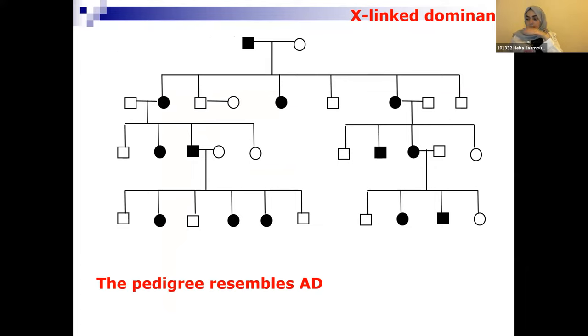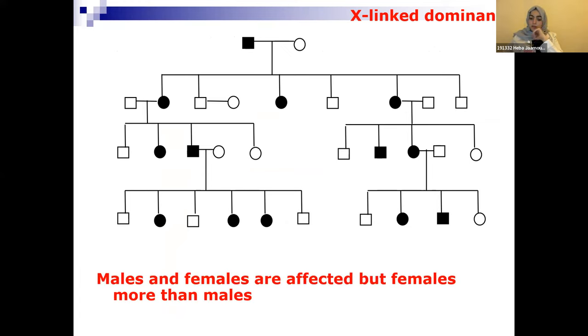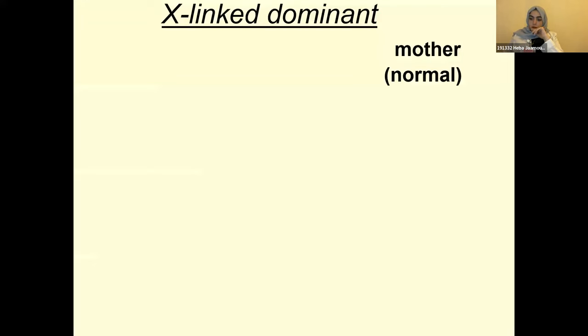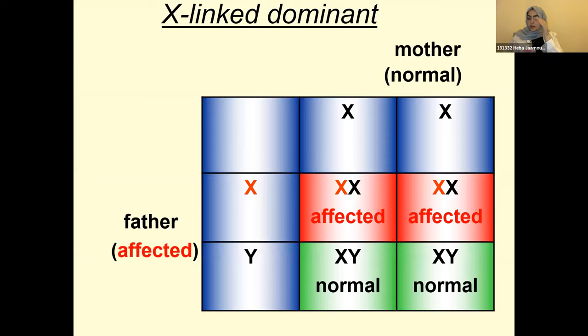Dominant, again, you have one allele that's affected, then that's it. So it's very close in resemblance to autosomal dominant. No male-to-male transmission, again. Males and females are affected, but females more than males. And then you draw this to get to know the percentages or patterns. Mother, that's normal. Father, that's affected. The son is going to be normal again, because they get the Y, and the Y over here is not affected because this is an X-linked disorder. The daughters are going to be affected definitely because they're going to forcefully have one X that's defective from their dad. The X from their mother is okay, so they're going to be affected. One normal, one abnormal, and it's dominant.